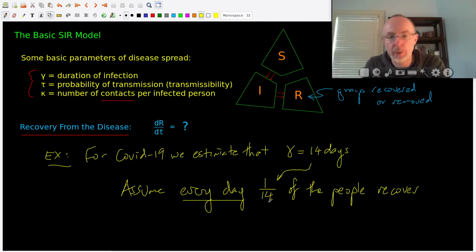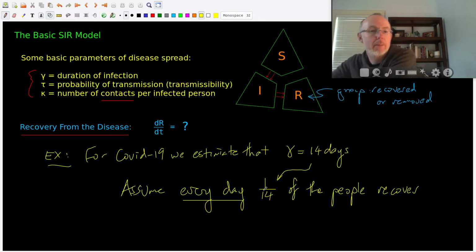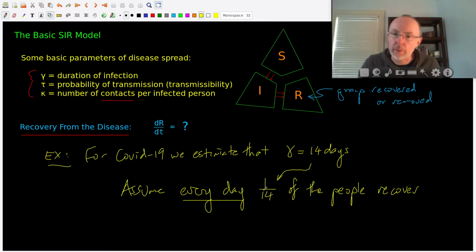Now this is obviously not true, right? If you've got a bunch of people and they're all sick on day 1 and they've all been sick the same length of time at the beginning, then you'd expect hardly anyone to recover on day 1 or day 2 or day 3. By day 10, you'd expect lots of people to be recovering. By day 14, you wouldn't expect all of the people to recover because some of them are going to take 20 days. But on average, 1/14 of them are going to recover every day. So we're literally taking an average, right? And this is a ridiculous assumption, but it lets us make progress.